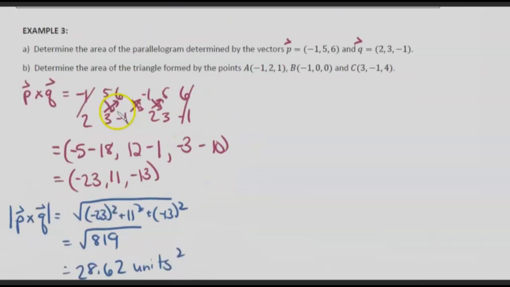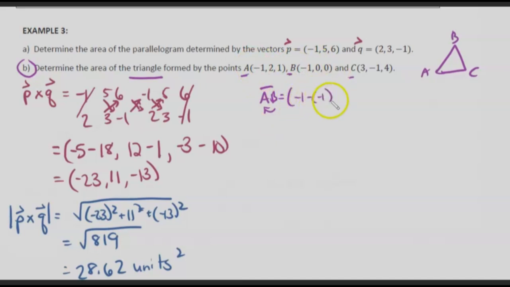A little bit more of a twist on this: determine the area of the triangle formed by these 3 points. Notice how these 3 are points because they're capitalized. If we think about triangle ABC, let's find direction vector AB. As a reminder, for AB we go B minus A. So -1 minus -1, 0 minus 2, 0 minus 1. So vector AB is going to be 0, -2, -1.